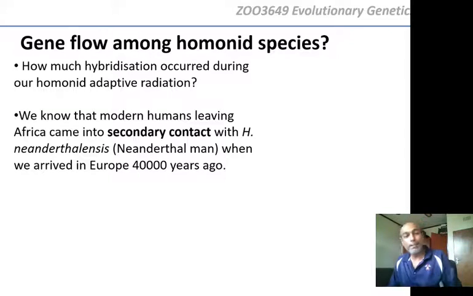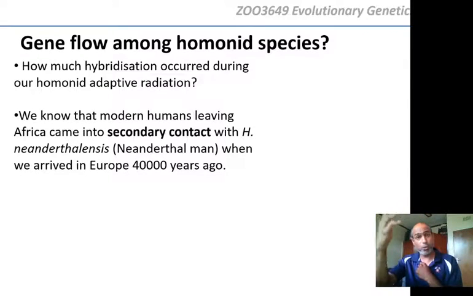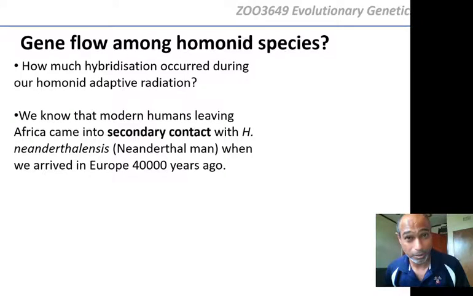Well, what we know is that modern humans, Homo sapiens, evolved in Africa around 200 to 400,000 years ago. Then, when we left Africa about 60,000 years ago, we walked to Europe and to Asia. What do you think happened when our African people walked into Europe 40,000 years ago? Who do you think they found there?